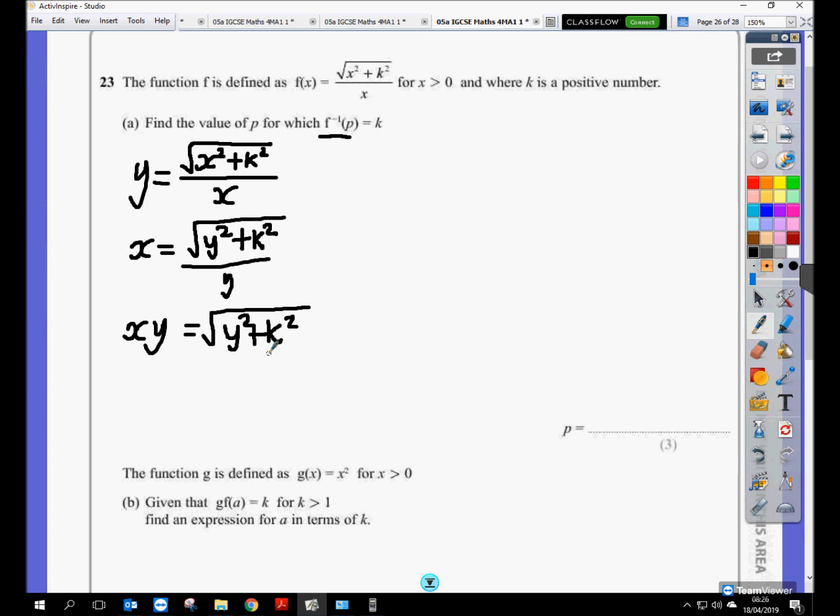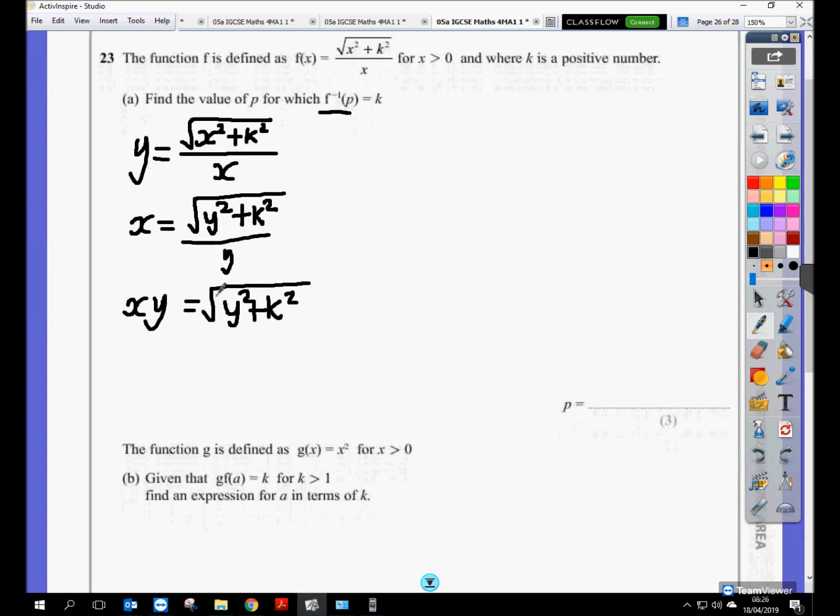Okay. Now, as you can see, I have a y inside the square root. So I want to undo the square root. The opposite of square rooting is to square. If I square the right-hand side, then obviously the square root will disappear. But if I square the left-hand side, I square all of xy, so it becomes either xy in brackets squared or x squared y squared, which is what I prefer. Now I'm trying to remember what I'm trying to do. I'm trying to make y the subject.